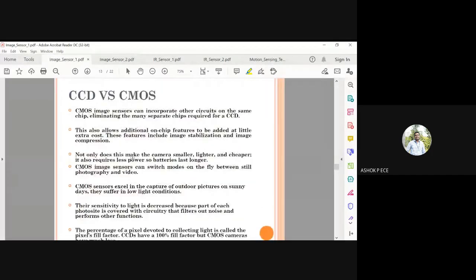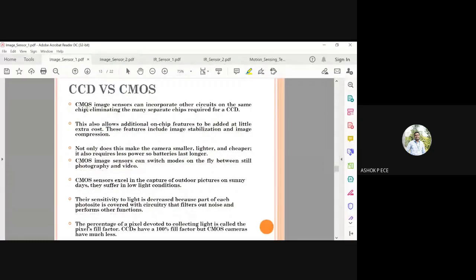And what is the comparison between CMOS and CCD? CMOS image sensors can incorporate other circuits in the same chip, eliminating the many separate chips required for CCD. CCD is a completely different technique, but CMOS is nowadays becoming very popular, right? So CMOS can work with other circuits on the same chip. In an IC chip, you will have different modules, right? So CMOS can co-work with all other modules, but that is not the case with CCD. For CCD, you want separate modules to be designed. But for CMOS, you can co-work with all the modules existing on the chip.